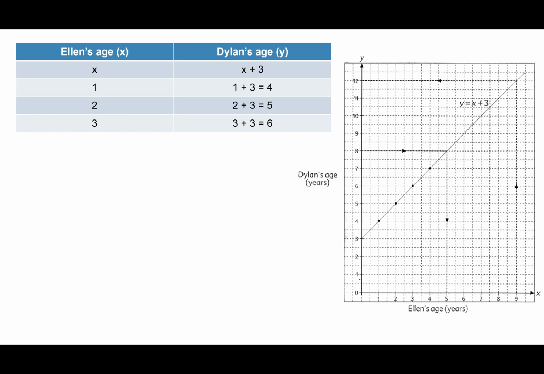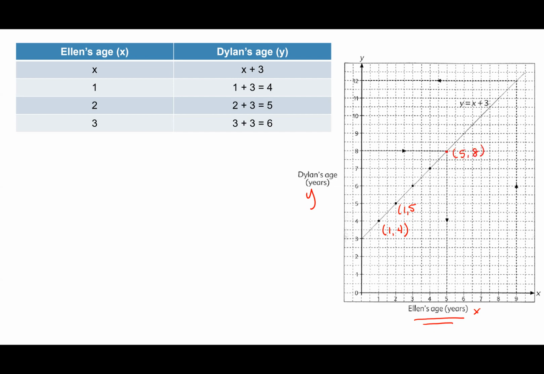All right. So when Ellen is 1, here's Ellen's age down here. This is X. Dylan's age is Y. When Ellen is 1, how old is Dylan, you guys? 4. He's 4, right? That point is right here. 1, 4. When Ellen is 2, how old is Dylan? 5. He's 5. When Ellen is 5, how old is Dylan? 8. Okay, so we would write that here.